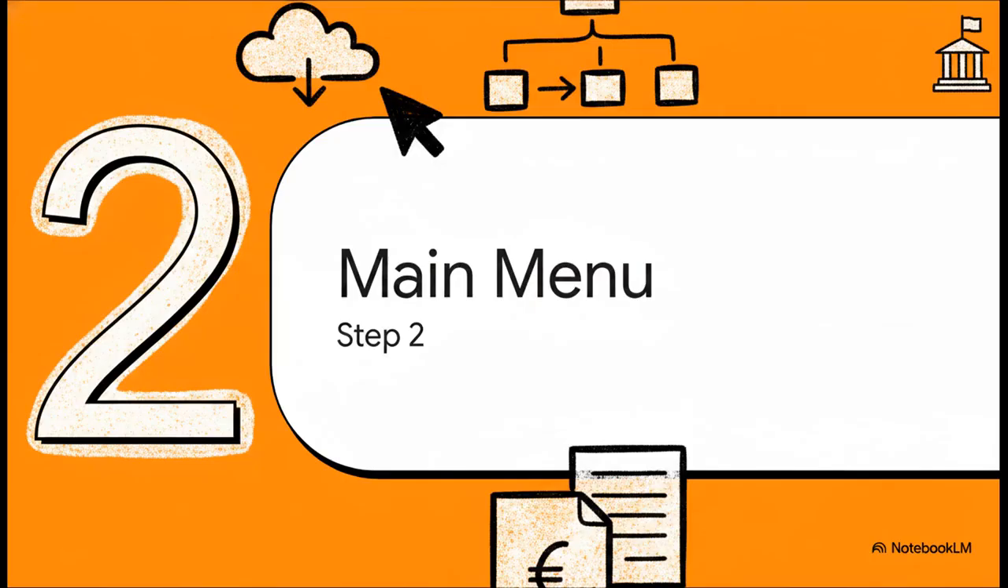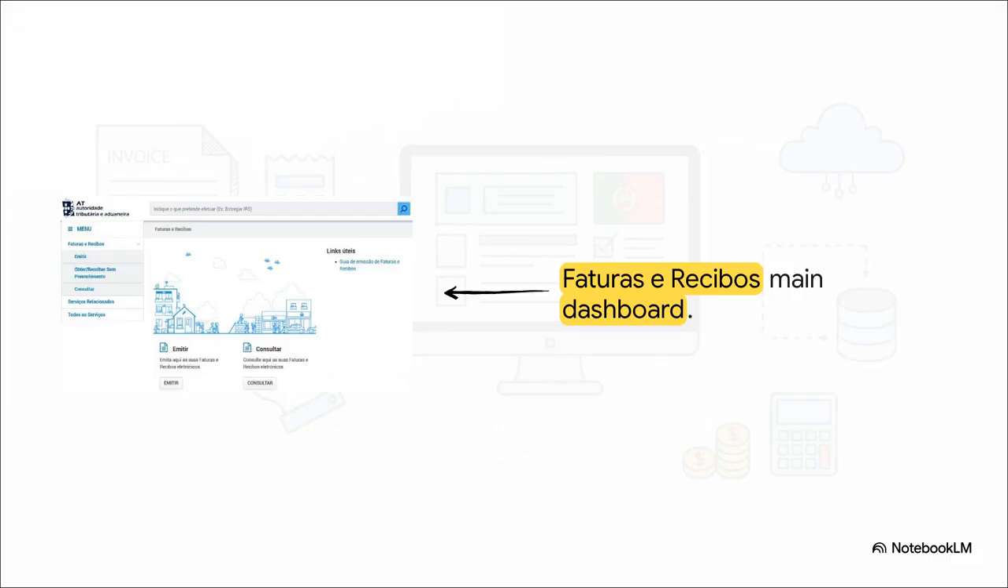Moving right along to Section 2, Navigating the Main Menu. You know, once you're actually logged in, the main dashboard is surprisingly logical. The tax authority really made an effort here. They used a pretty clean design with these friendly little illustrations to make it user-friendly. You've got your navigation menu on the left, and then 2 massive, unmissable buttons right smack in the center.